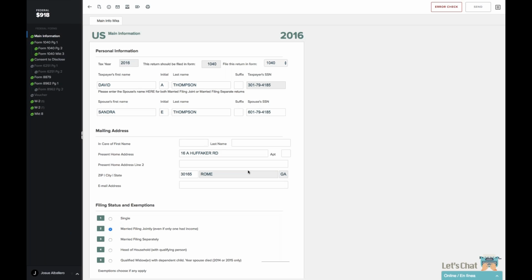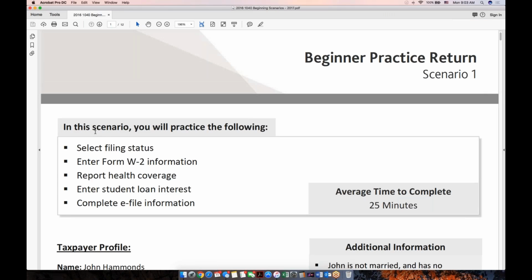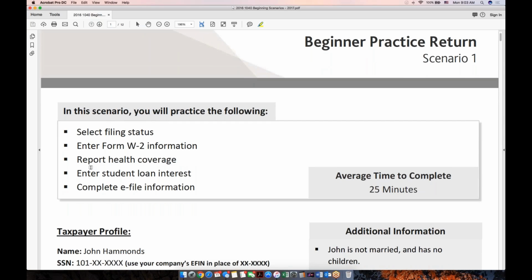First of all, let's understand a few things. Number one, you work with the information that the customer is giving you. So what does that mean? What that means is that you need to collect the information from the customer first. Don't even open the system, don't do anything until you have all the information from the customer, until you understand what you need to do.